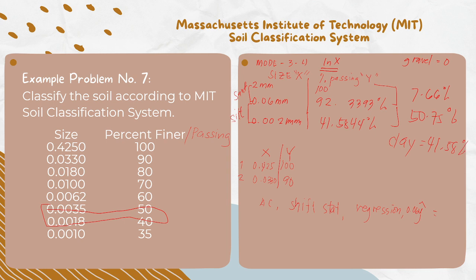So that's it in MIT, just simply calculate the percentages of the four sizes: the gravels, sand, silt, and clay.